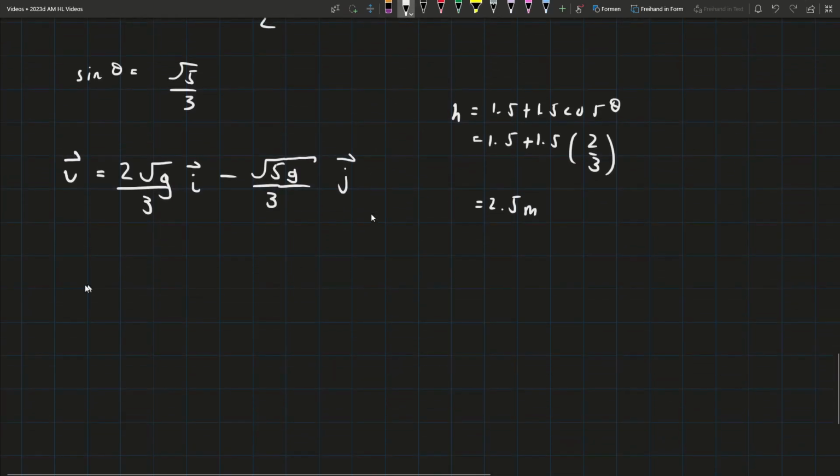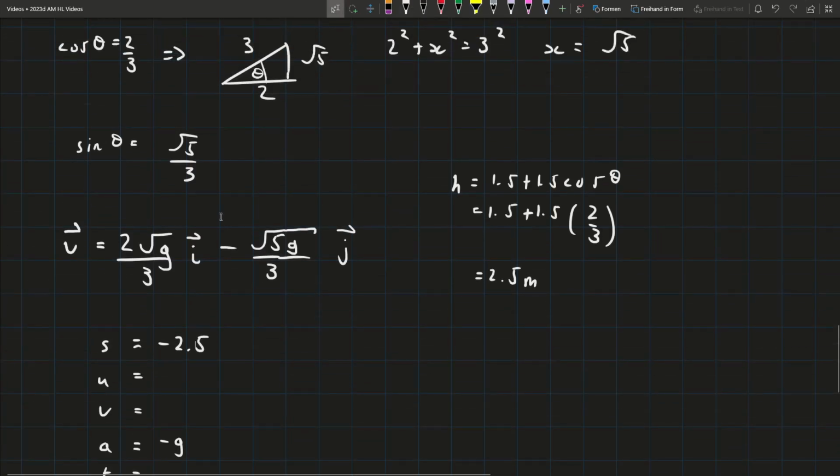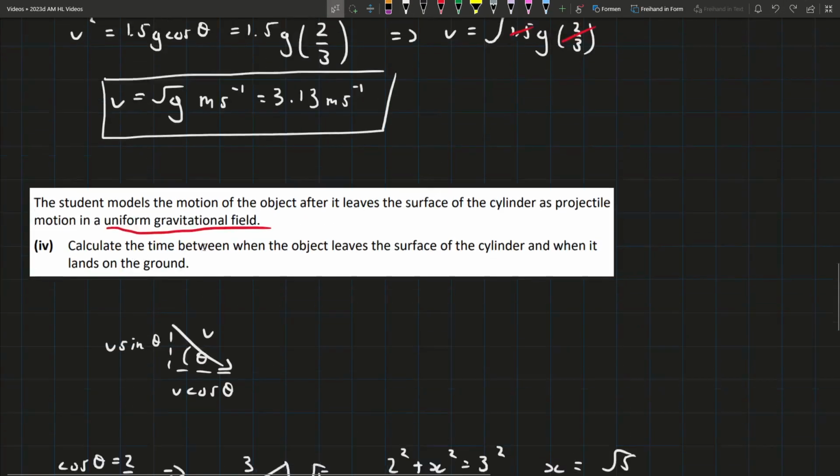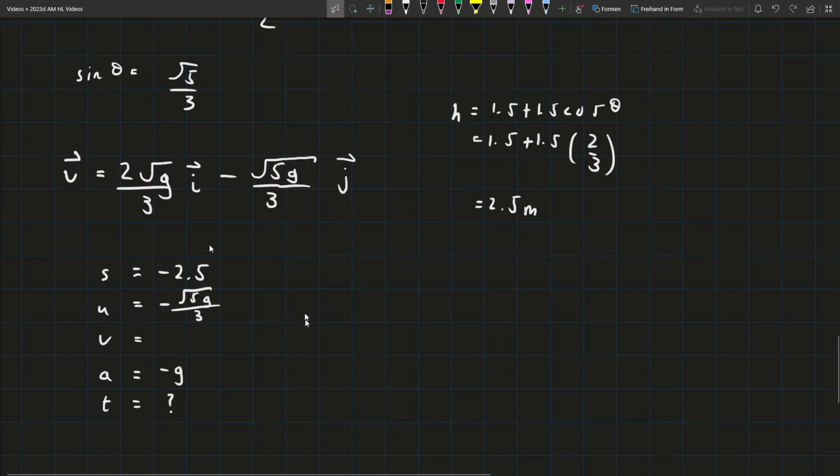We know its velocity, so now we can use SUVAT equations. You could have done this at the start to see what you needed, but I was just thinking on the spot. Acceleration is always minus g. We have to go down 2.5 meters. Our initial velocity in the j direction, since we're talking about hitting the ground, is minus root 5g over 3. And we're looking for the time taken, the time between when it leaves the surface and hitting the ground. So that's a question mark.